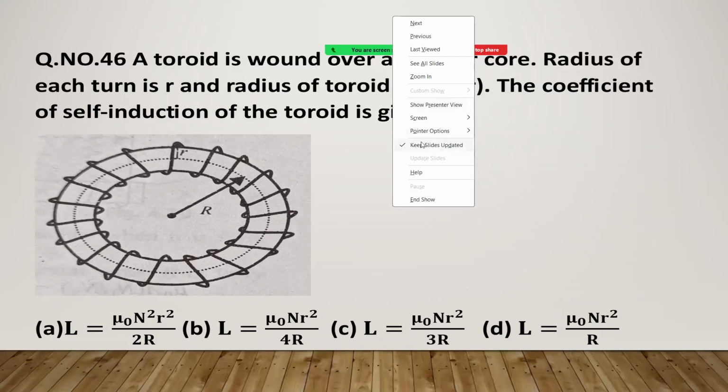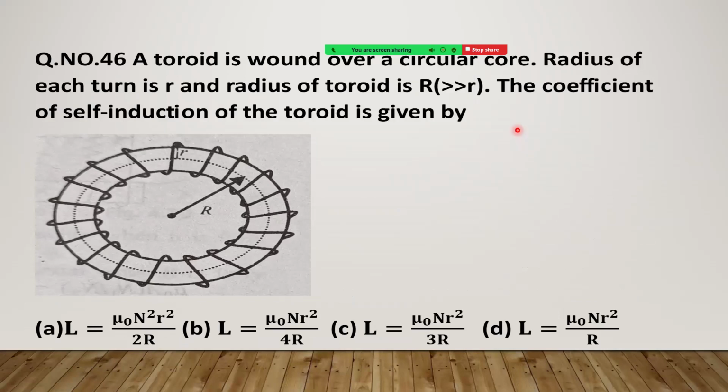Let's see what the question is. A toroid is wound over a circular core. You can see the diagram here. This is a circular core, and on that we are winding a wire. The radius of each turn is small r and the radius of the toroid is capital R, which is very large compared to this small r. The coefficient of self-induction of the toroid is given by, right?